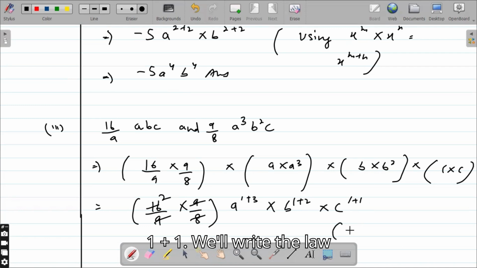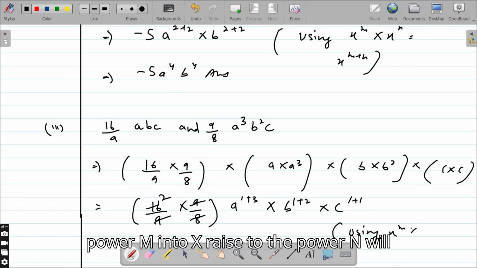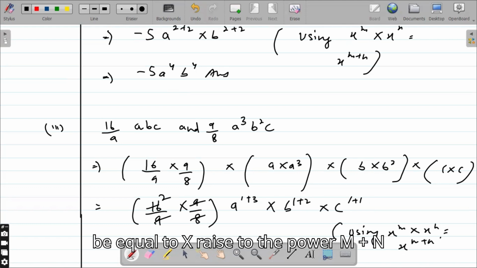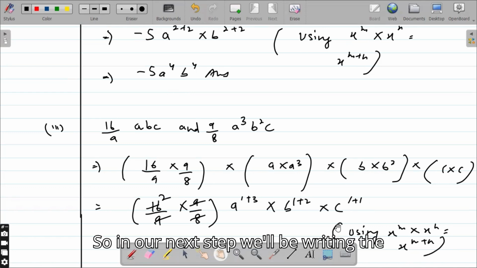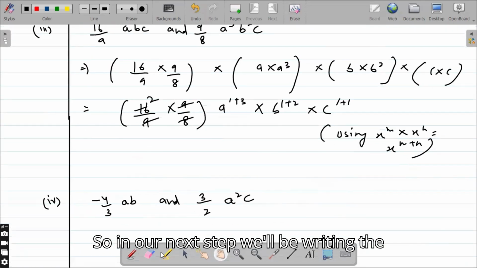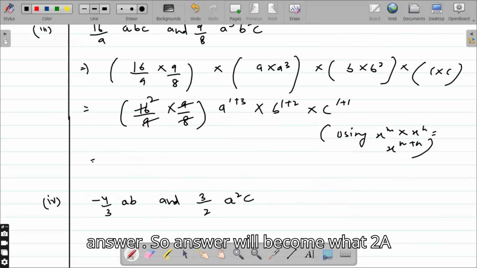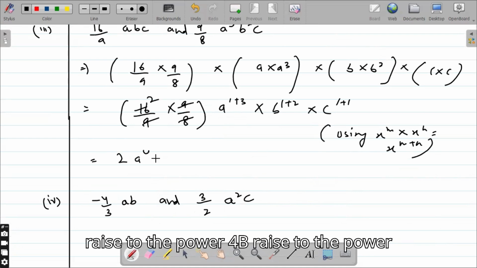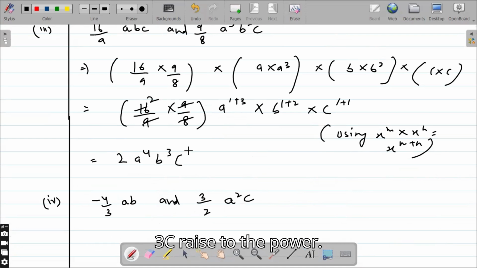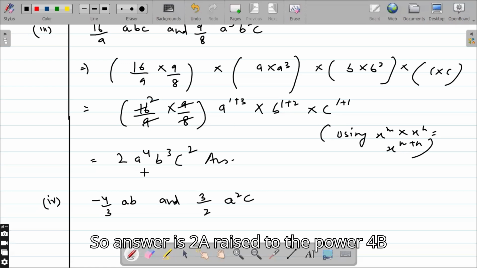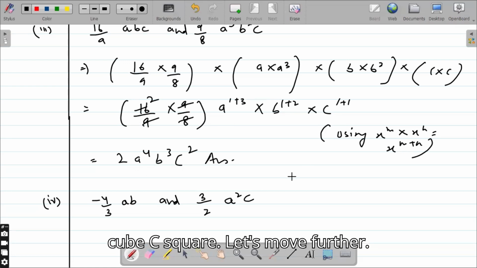We'll write the law: x raised to the power m into x raised to the power n will be equal to x raised to the power m plus n. So in our next step, we'll be writing the answer. So the answer will become 2 a raised to the power 4, b raised to the power 3, c raised to the power 2. So the answer is 2a raised to the power 4 b cube c square.